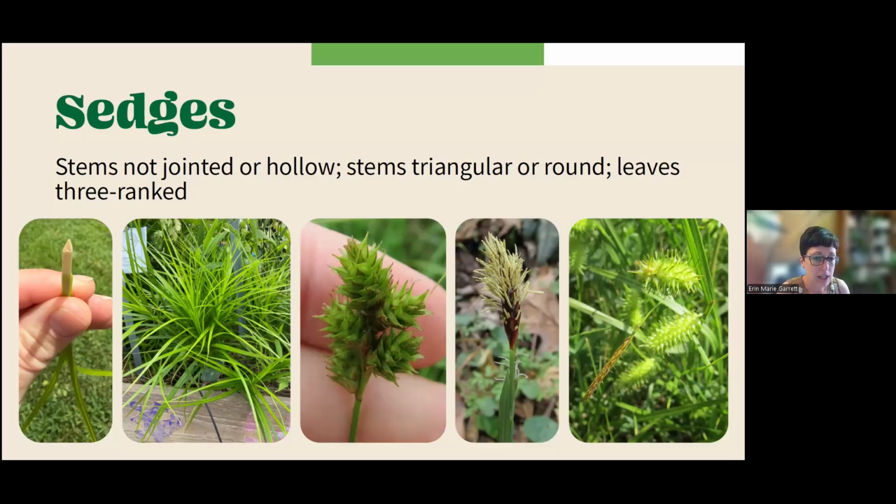Okay, in the sedges, because they have that triangular stem, it means that they have something called three-ranked leaves, or leaves that come from three sides of the stem. And that's again going to be something characteristic for the sedges.